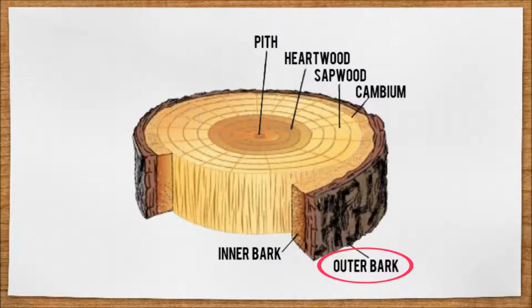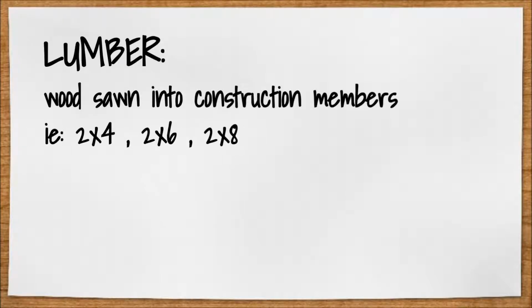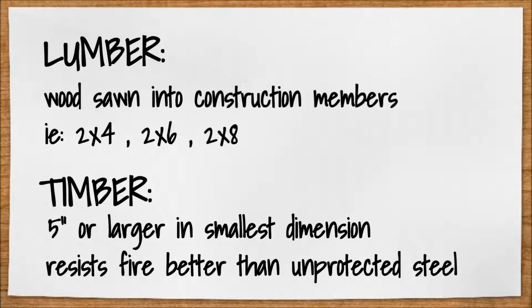Now, we can use wood in different ways. Lumber is wood that has been sawn into construction members for building. These are your 2x4s, 2x6s, 2x8s. Timber is lumber that is supersized. It's 5 inches or larger in its smallest dimension. And here's a fun fact about timber. Although it's technically a combustible material, timber construction can actually resist fire better than unprotected steel construction.